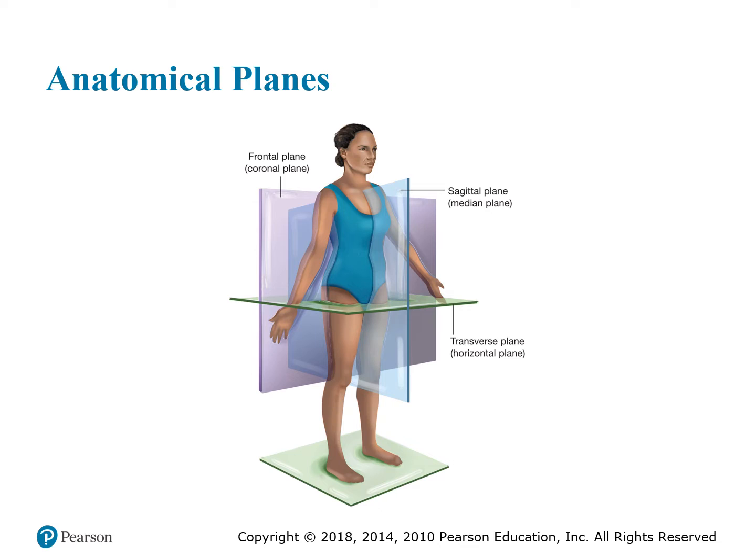Okay, you have your sagittal or median plane. Now, the sagittal plane will separate the body into left and right halves. Now, if that separation is perfectly down the center, we call that the mid-sagittal plane. Okay, and then you have the transverse plane. Transverse plane separates the body into upper and lower halves.